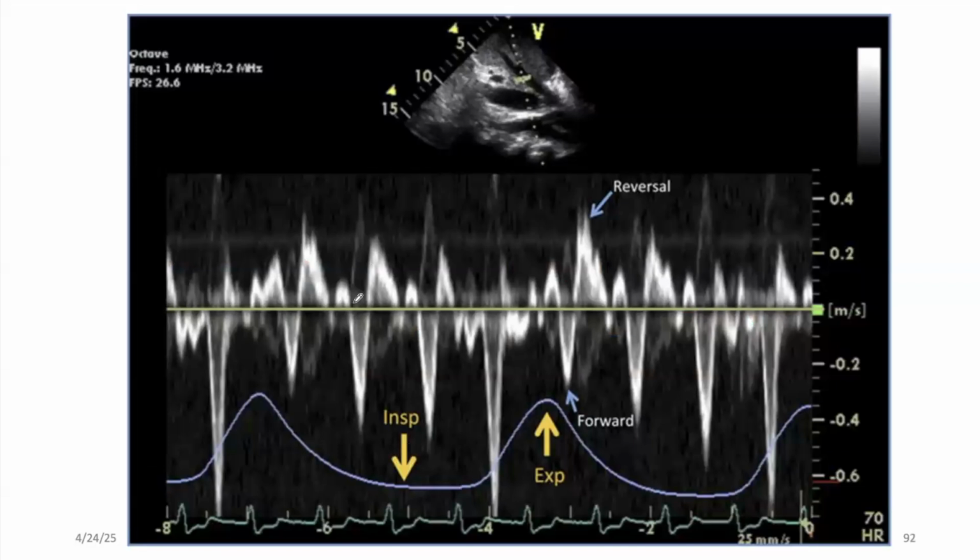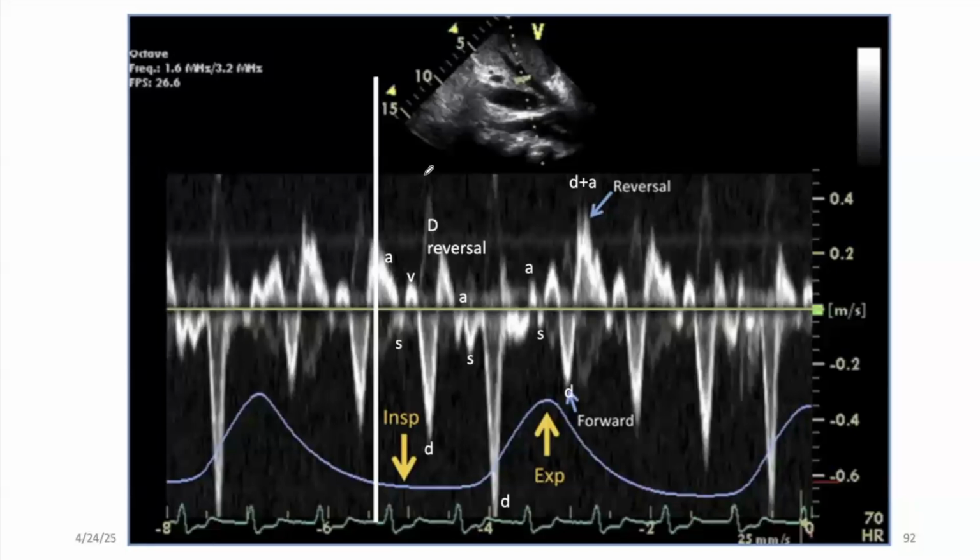And so during expiration, you can see, if I again draw my line, A, S, V, D, reversal, A, S, you have your D. Now during expiration, the amplitude of flow from your D reverses, and you get more reversal. And you might see this fusion between your D wave and your A wave. Every time you've seen this, you probably haven't laid out each individual wave, but you get the sense that during expiration, you have this increase of flow.